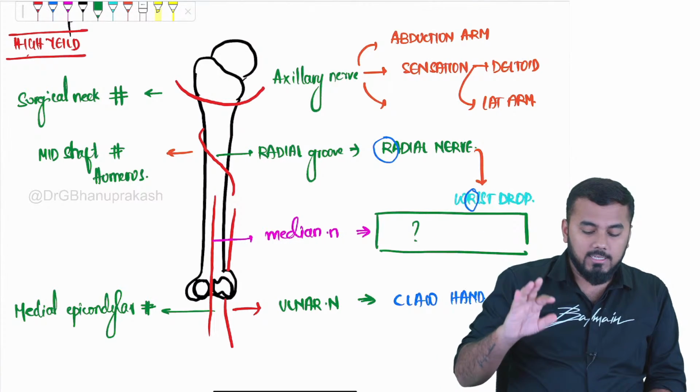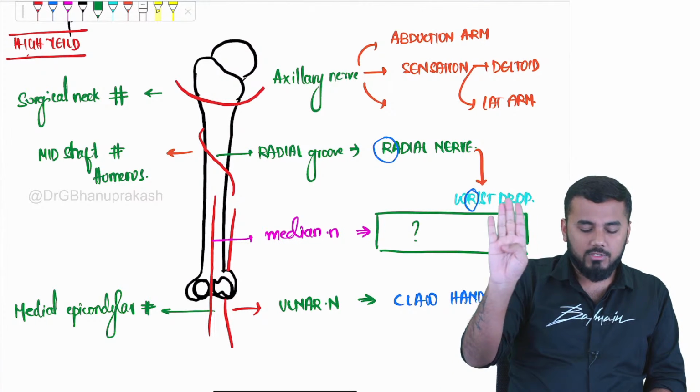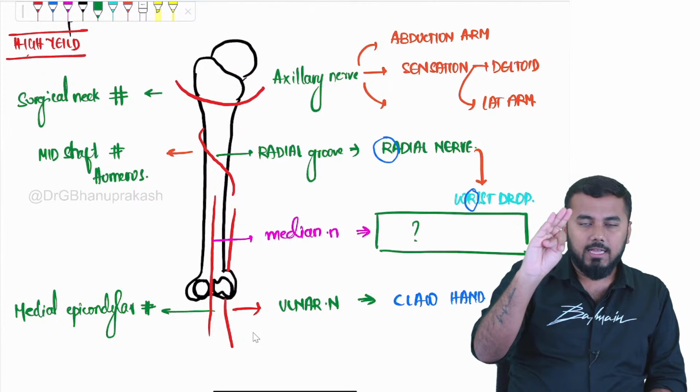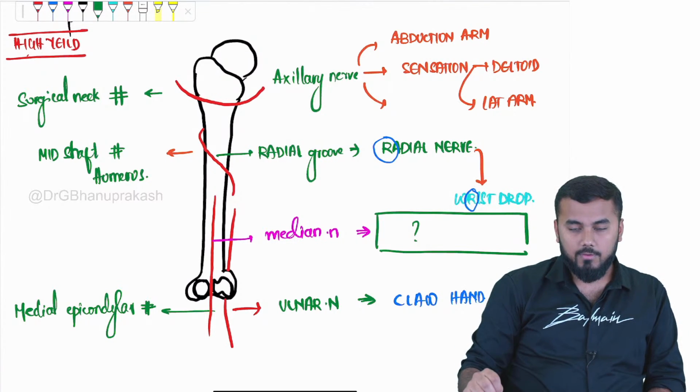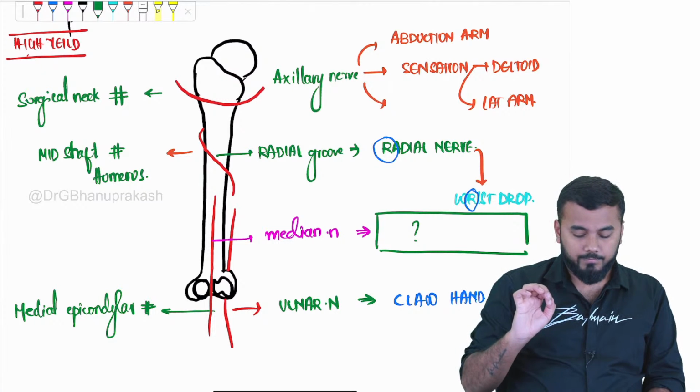So overall, guys, surgical neck, axillary nerve is gone. Midshaft fractures, radial nerve is gone. Medial epicondyle fractures, ulnar nerve is gone. Okay, ulnar nerve is gone.